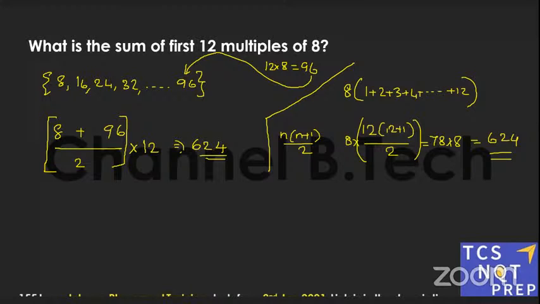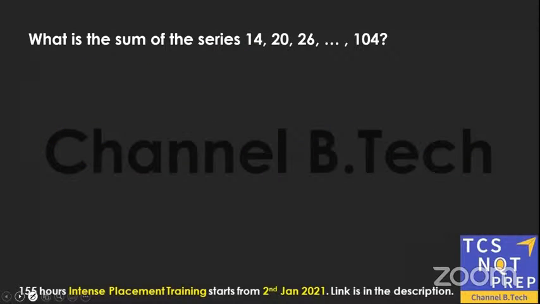Let us see the next question. What is the sum of the series 14, 20, 26 up to 104? Now, we know sum of the terms is equal to first term plus last term divided by 2 into number of terms. Right? Here, we do not know the number of terms. We have to find out the number of terms. How do we find out number of terms? Last term minus first term divided by common difference plus 1.